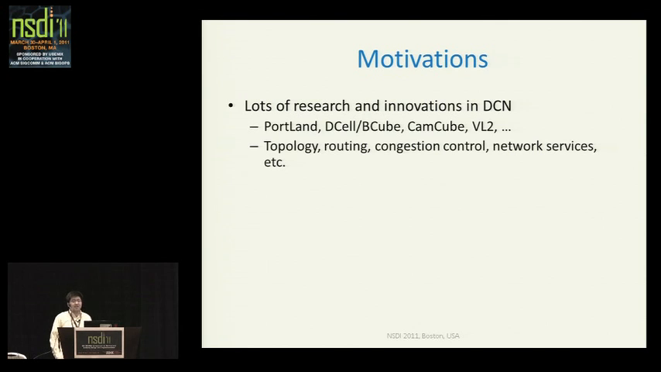So recently, there are lots of research and innovations in data center networks. To name a few such designs, there are PortLand, DCell, BCube, CamCube, and VL2. These new designs reveal various aspects of the current data center networks. They propose new network topology, new routing schemes, new congestion control mechanisms, and develop new network services.